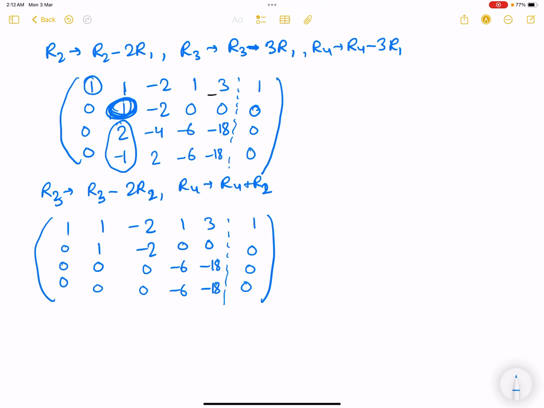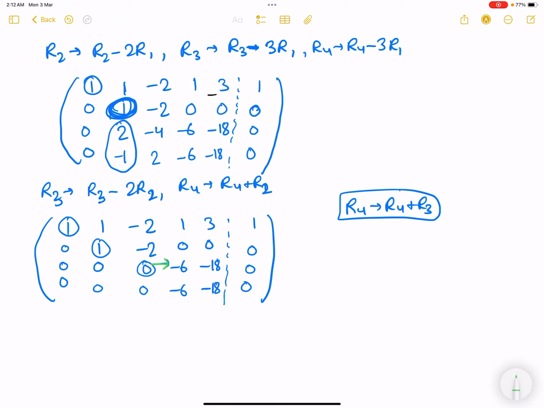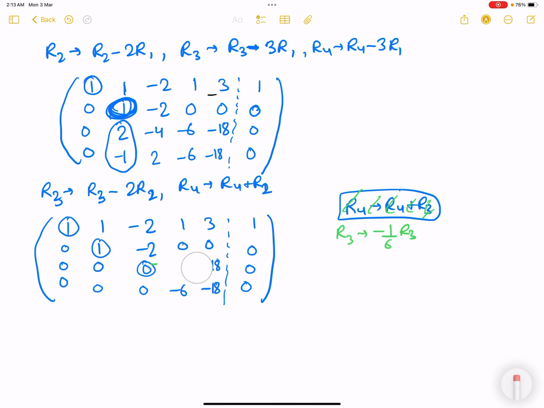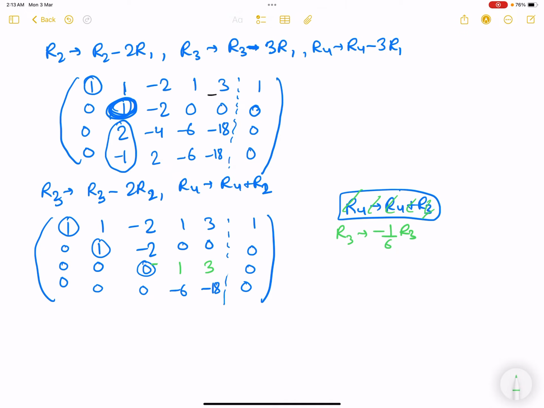Now the fourth row can be written as R4 goes to R4 plus R3. Now we have made this one. I'll move in this direction. If this is 0, we'll move in this manner. You need to remember this. We'll move in this direction, make this as 1. So before this, we'll use R3 goes to minus 1 by 6 R3. So this would become 1 and this would become 3. So this becomes 1, this becomes 3. Now R4 goes to R4 plus 6 R3.